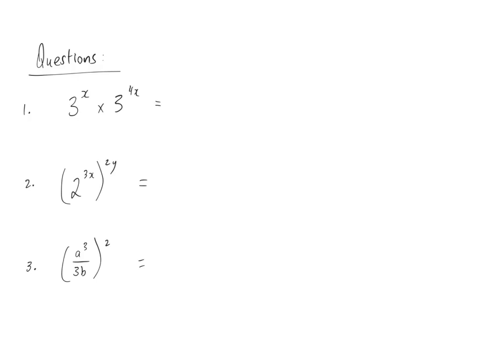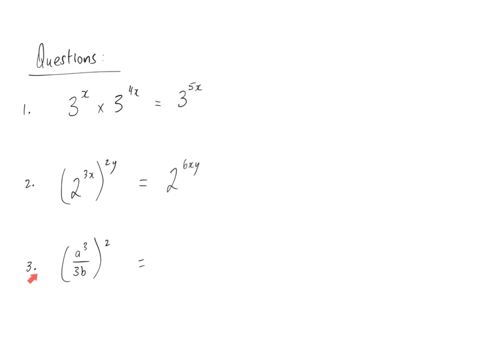Finally, we'll go through some questions. So we have 3 to the power of x multiplied by 3 to the power of 4x. So what we need to do here is add the powers. So they are like terms, so the answer is going to be 3 to the power of 5x. The next one, we're going to use our power of a power rule. So we need to multiply the indices. So that'll give us 2 to the power of 6xy.